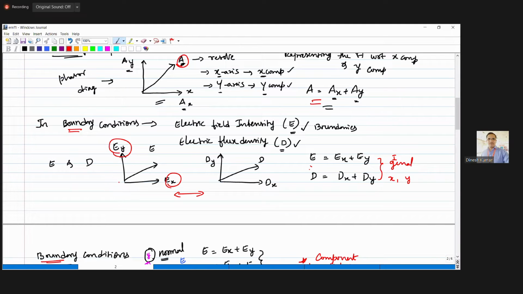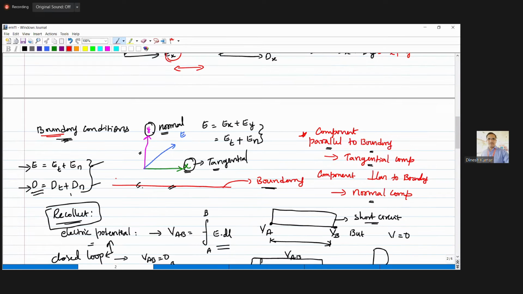So transforming these two components with respect to the boundary conditions, I have written that E is equal to tangential component plus normal component. Similarly, I have applied it for electric flux density, that is D. We will perform the analysis of the flow of electrons by having the condition for E as well as for D.